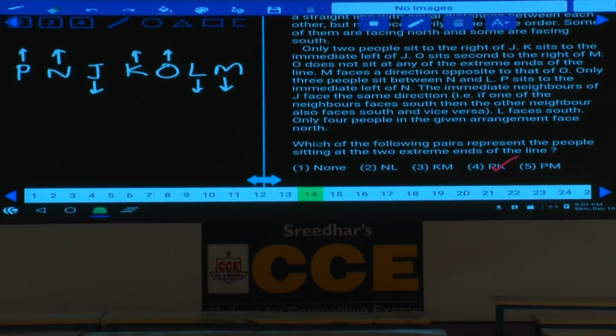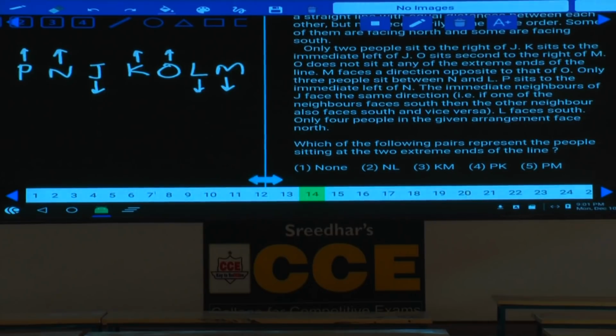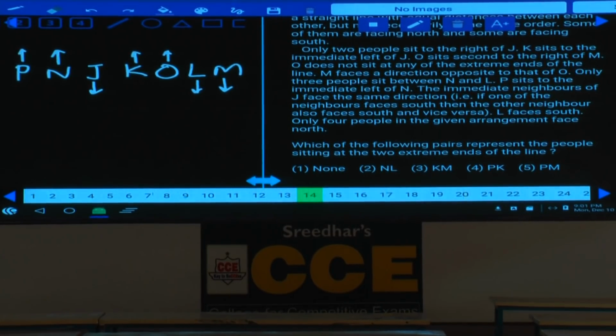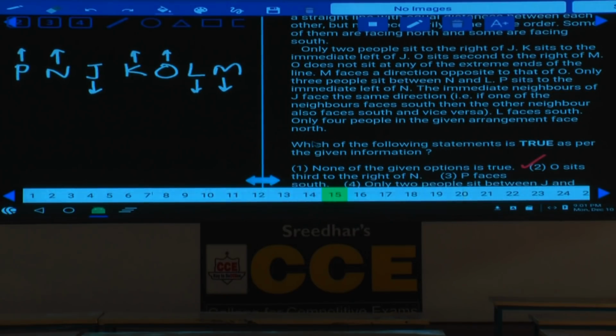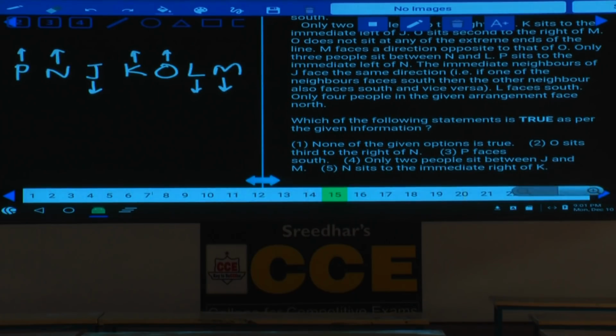Next one, question number 14. Now, in this question number 14, which of the following pairs represent the people seated at the 2 extreme ends of the line? The 2 extreme ends of the line, P and M are the 2 persons at the extreme ends of the line, choice 5. Then question number 15, which of the following statements is true as per the given information?